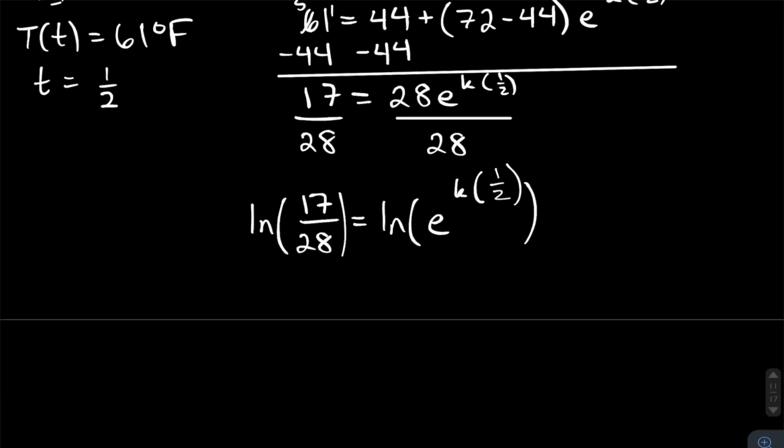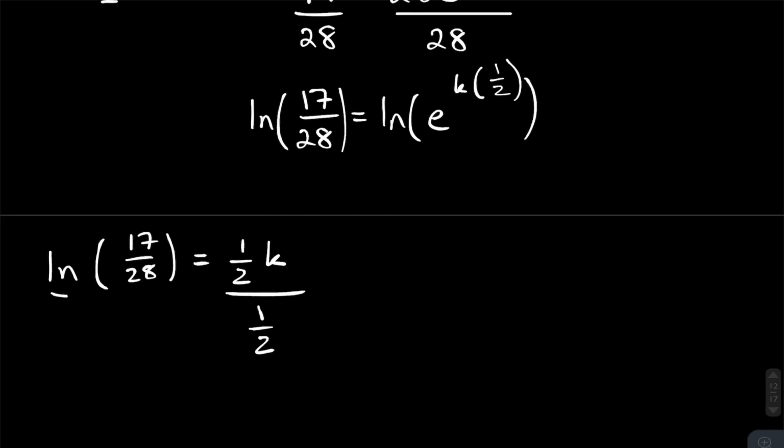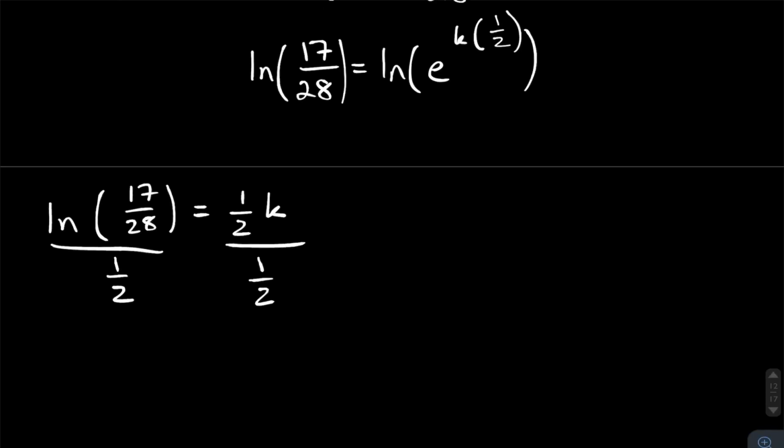When we do that, the exponent comes out front. The natural log of e is what's left, and that's just 1. So we get that the natural log of 17 over 28 is going to equal 1/2 times k. Now we just divide by 1/2 on both sides, and we get that k is equal to 2 times the natural log of 17 over 28.